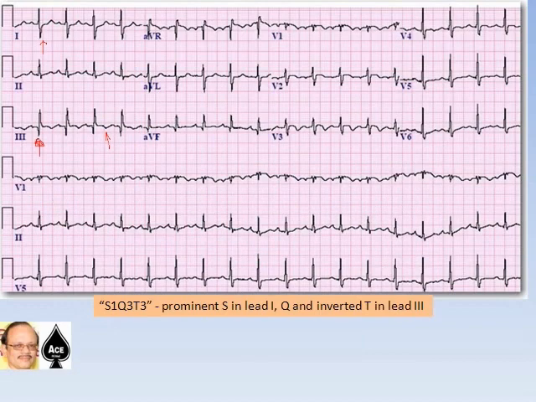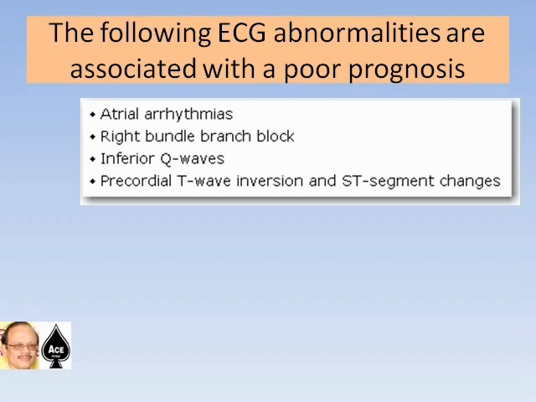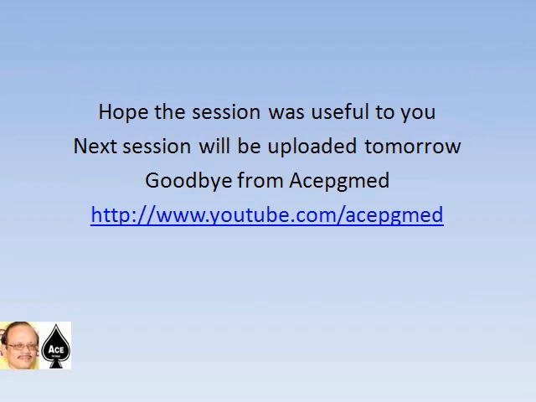S1 Q3 T3, prominent S in lead 1, Q and inverted T in lead 3, are well shown here with the arrow marks. The following ECG abnormalities are associated with poor prognosis: atrial arrhythmia, right bundle branch block, inferior Q wave and pericardial T wave inversion and ST segment changes.